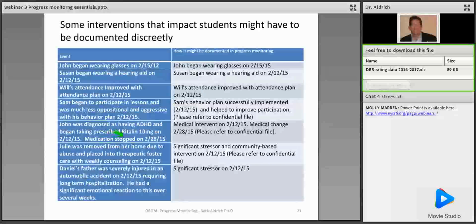Other things like medications, we would not want to put into information that was not in a really confidential place. So we might just say medical intervention, medical change on this date, please refer to confidential file, and really don't get into those specifics that need to be held confidential. This is a resource, with a little description, for if you were wanting to be careful in your district to document these kinds of things, how you would do that in an appropriate and discreet manner.